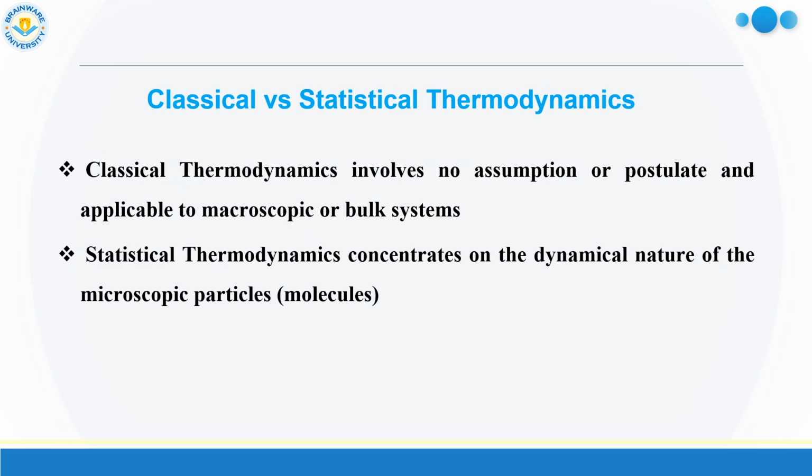So now let us discuss the difference between classical and statistical thermodynamics. Classical thermodynamics doesn't involve any kind of assumption or postulate, and it is applicable to macroscopic or bulk systems. On the other hand, statistical thermodynamics mainly concentrates on the dynamical nature of the microscopic particles or molecules, and then makes some assumptions to get the properties of the bulk system.